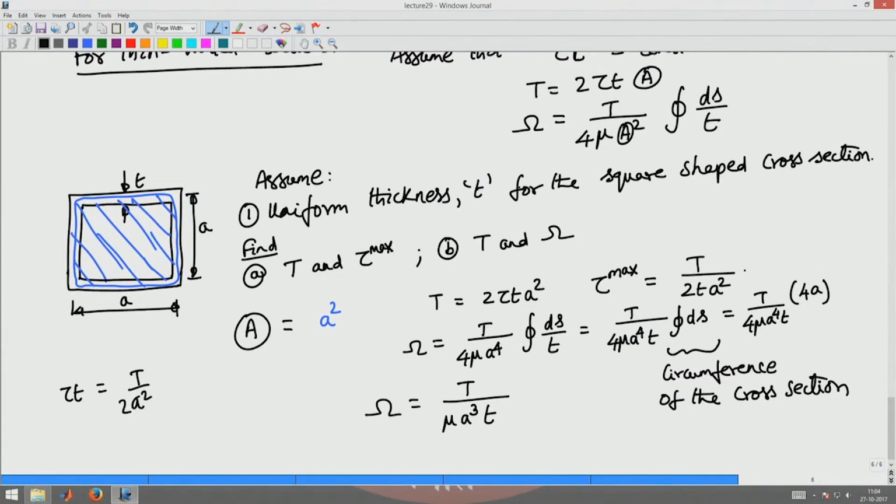Okay. So with this we conclude our discussion on torsion. What we have seen is how to analyze closed sections subjected to a twisting moment or torsional moment that we saw in the last class. We derived a torsion equation T by J equal to tau by R equal to mu omega. Okay. And then in today's class we saw what happens when there is warping.